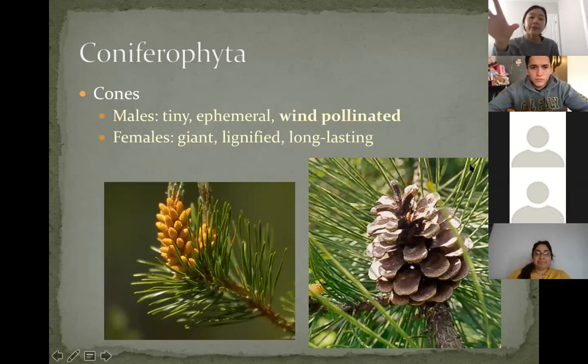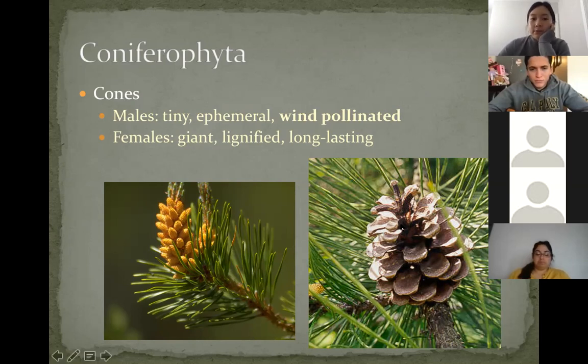So with the conifers, their male and female cones kind of switch compared to the cycads, whereas with the cycads, the male cones were woody and persistent and the female cones were ephemeral. It's the opposite for conifers. The male cones of conifers, which is right here on the left, are really, really small, tiny, and ephemeral, meaning that if you touch the cones, they'll basically crumble apart, and that's basically them dispersing their pollen. And that's why they have to be really small and ephemeral, because that pollen is wind pollinated. So it's pretty much advantageous for them.